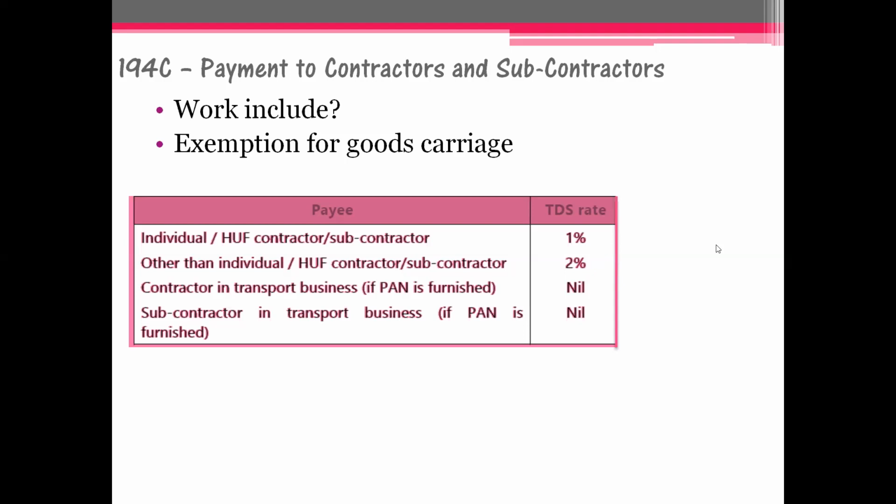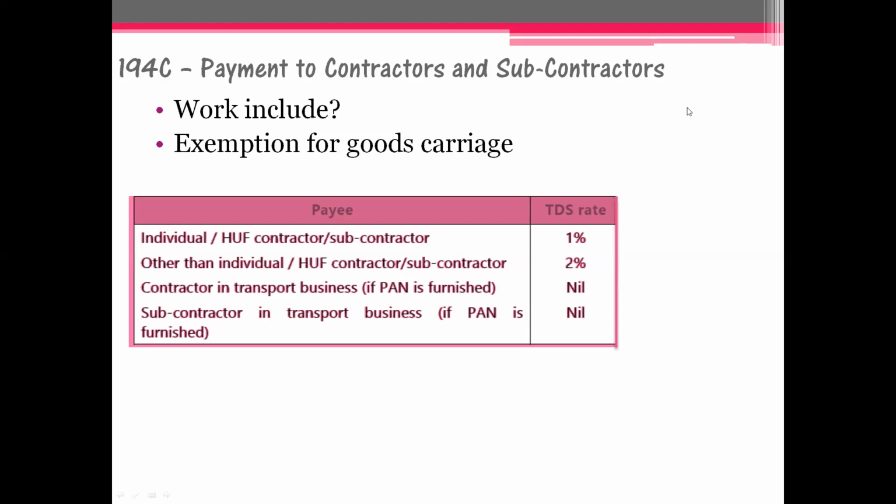So whenever a product has been manufactured as per the conditions or specifications prescribed by the customer, then it gets categorized as work. Then 194C shall be applicable. The next is goods carriage.